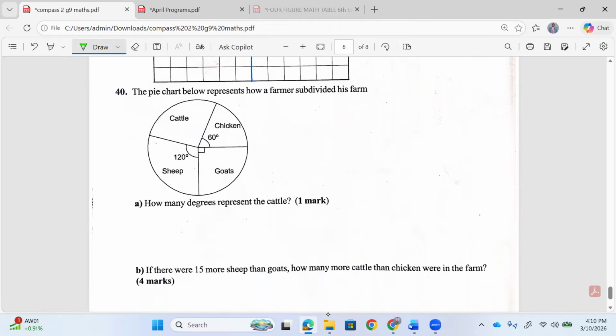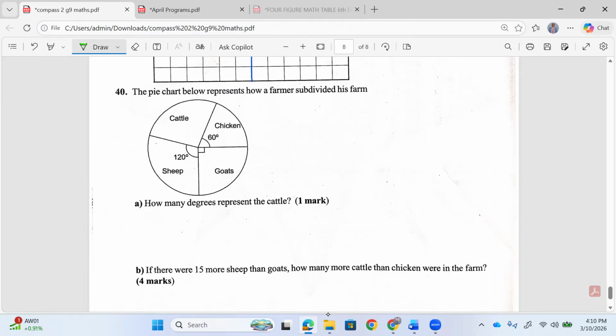The number 40, which is our last question, I think, yeah. The pie chart below represents how a farmer subdivided his farm. You can see for goats, it's 90 degrees. That signpost is for 90 degrees. You're supposed to be very conversant with mathematical signposts. 90 degrees. Chicken, 60. Sheep, 120. How many degrees represent the cattle?